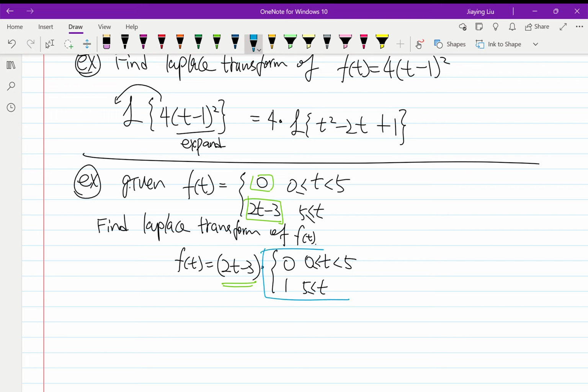This new piecewise function, I can write it using a Heaviside function. And I don't know off my head, but I know that the trick I'm using is I'm going to graph it. It should be pretty easy to graph this piecewise function because it only has 0 and 1. So from 0 to 5, the value is 0. So it's on the x-axis. From 5 to infinity, the value is 1.